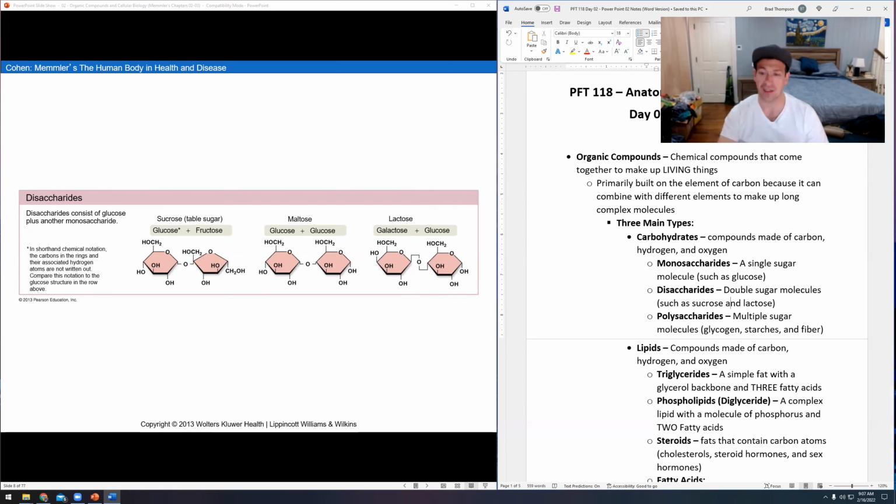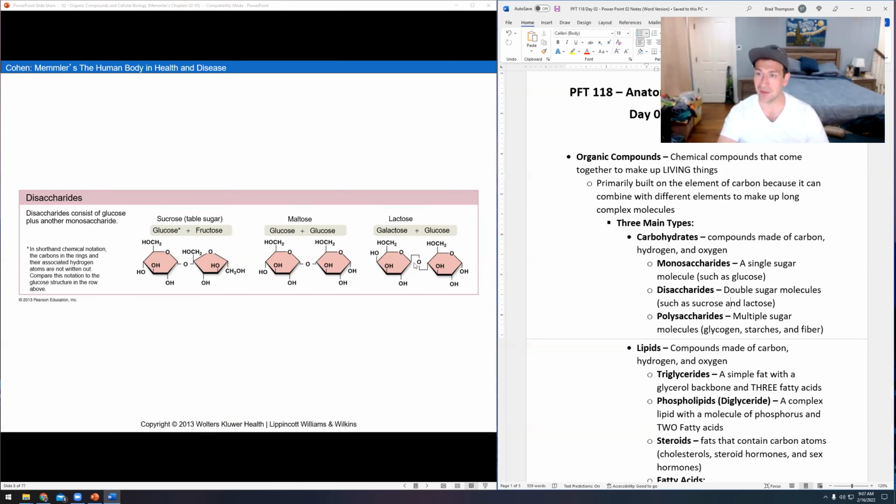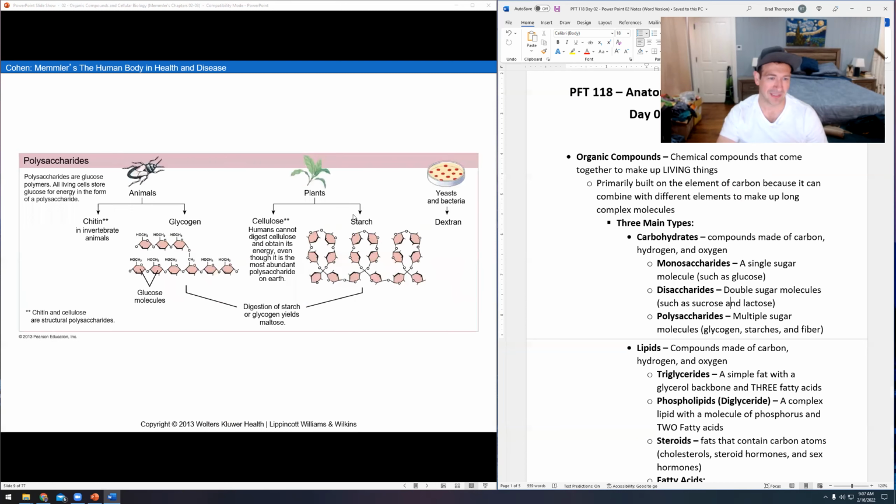And by the way, I always bring this up, but that is the natural default for humans. We are not supposed to be lactose tolerant. It's just that some people mutated a little bit, and now they can break it down. And then here's our complex carbs, right?